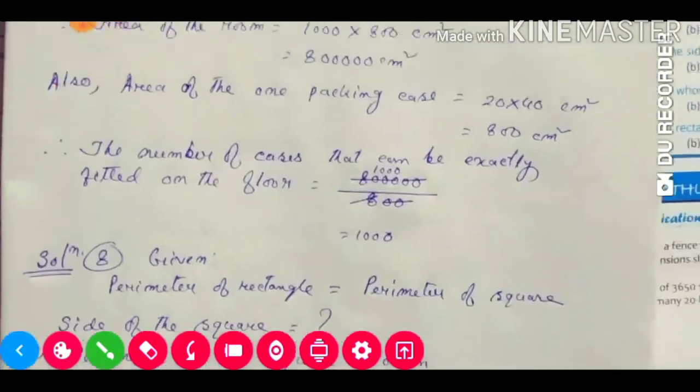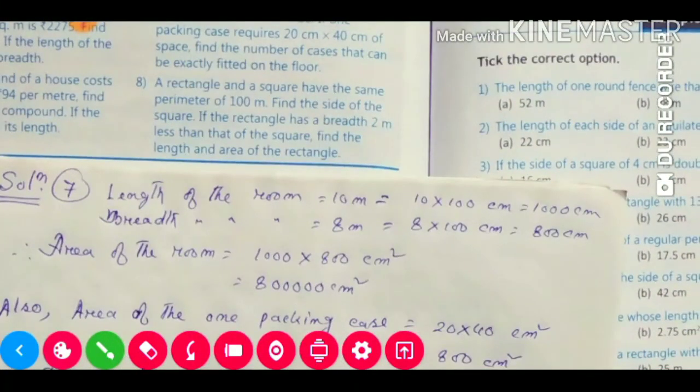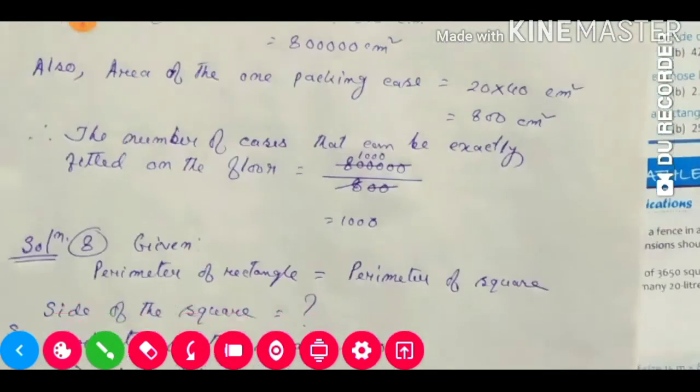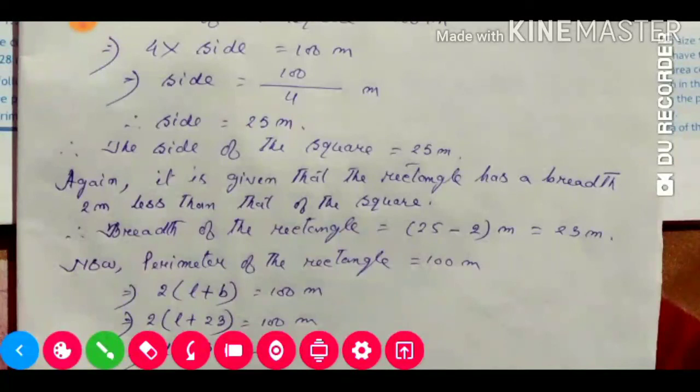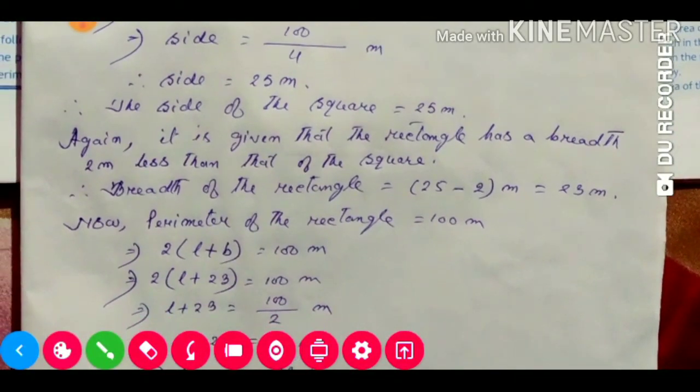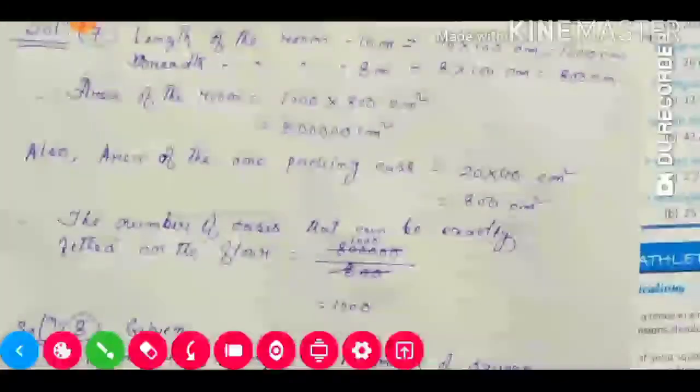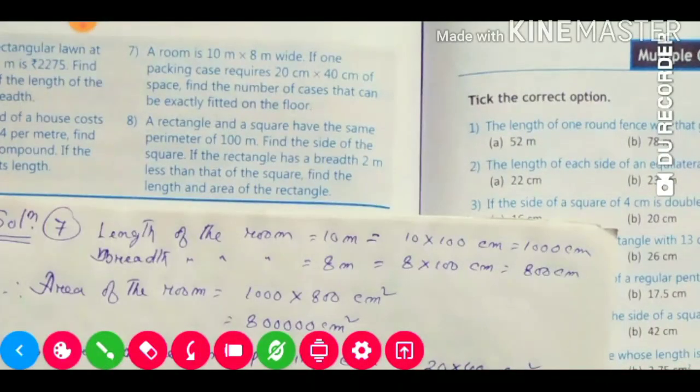Now in the question it is given the breadth of our rectangle. If the rectangle has a breadth 2 meter less than that of the square, that means the square side we got is 25, then the breadth of the rectangle will be 25 minus 2, which is equal to 23 meter. Again it is given that the rectangle has a breadth 2 meter less than that of the square. Therefore the breadth of the rectangle is 25 minus 2, which is equal to 23 meter. Now here it is given in the next part: in the question, find the length and area of the rectangle.